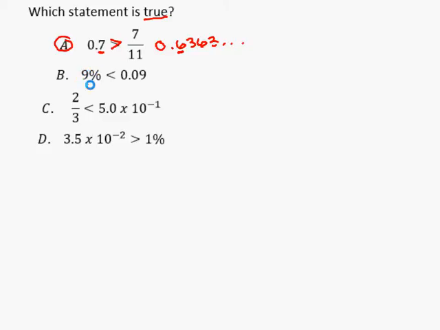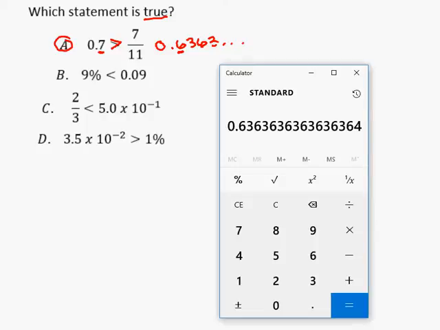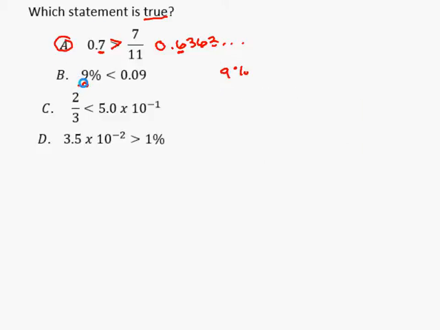Let's convert 9% into a decimal. So if you recall, when you take a percent and turn it into a decimal, you simply have to move the decimal place over 2 places, or you literally divide this by 100. So if I get my calculator out again and take 9 and divide it by 100, we get 0.09. So is 0.09 less than 0.09? No, they're actually equal to one another. So we can cross out B.